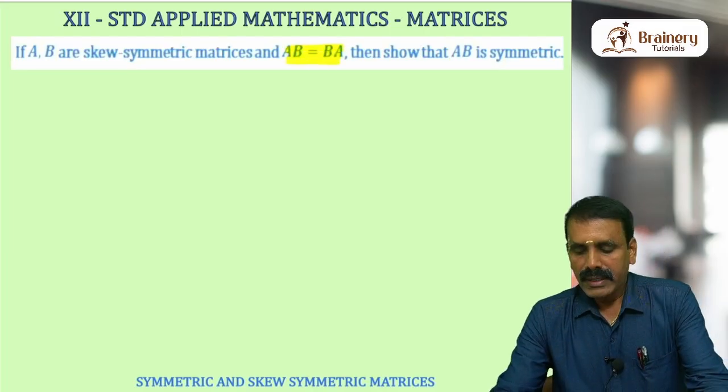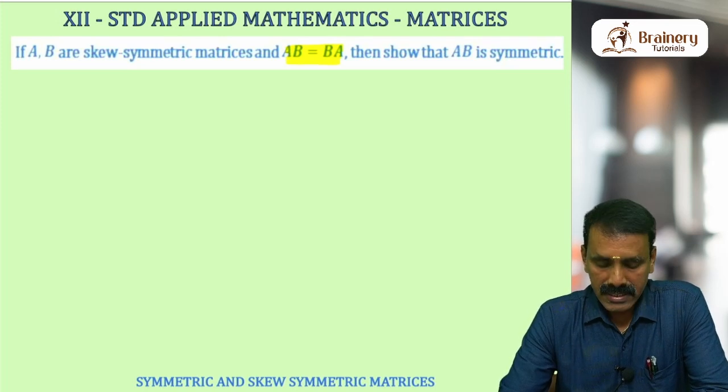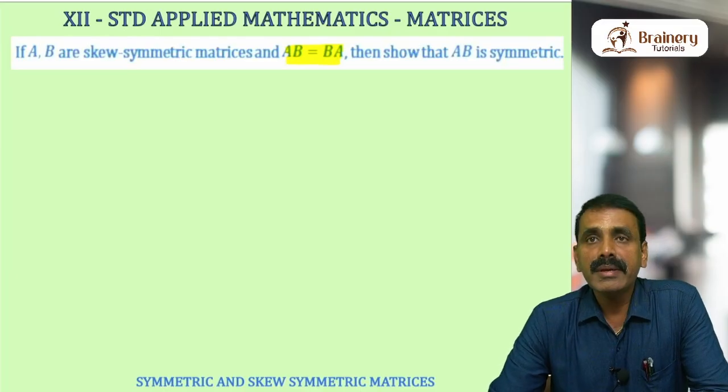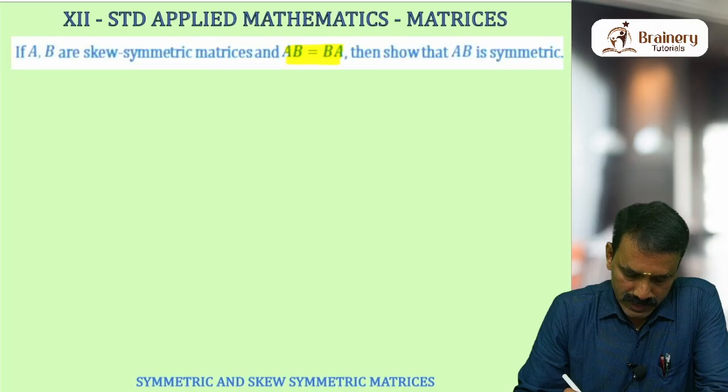Then show that AB is symmetric matrix. A and B are skew symmetric, but we are supposed to prove AB is symmetric matrix. And the extra condition given here is AB is equal to BA. So first we write what is given to us.